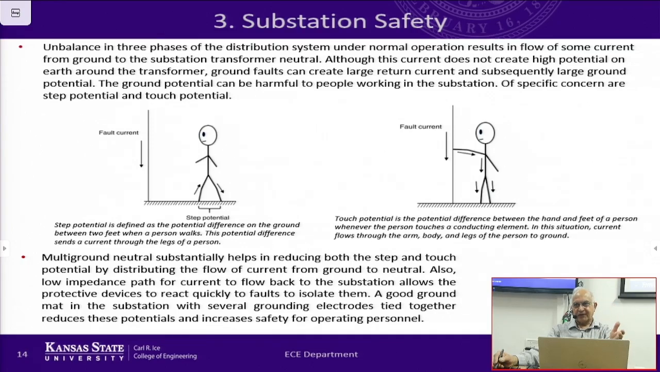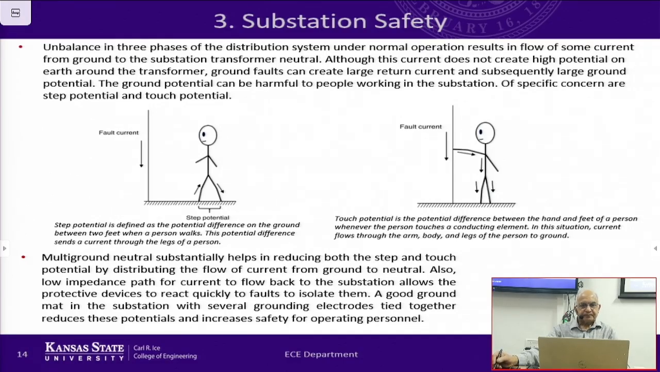And if there is a fault that is happening, then the fault current is going to be traveling through the ground. So you have to be very careful about that. Depending on the resistivity of the ground, you can have a voltage that will appear on the ground surface, and that could cause issues in terms of safety.